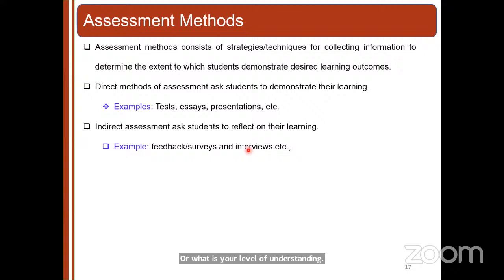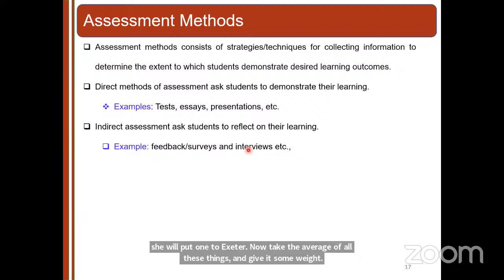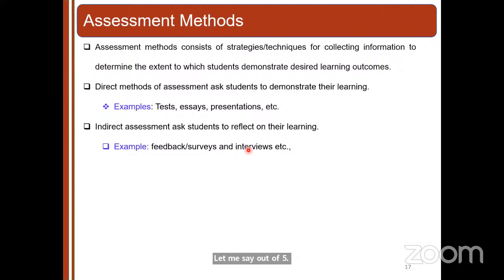Now you may ask me, the verb understand is being used here. It can be used because it's an indirect assessment, it's not an outcome, right? So the student will, on a scale of 1 to 5, maybe put 1, 2, etc. Now take the average of all these and give it some weightage. Let me say out of 5, the entire class average I have got is 3. So this is 60% for CO1. Similarly for CO2, CO3, CO4, CO5, etc.